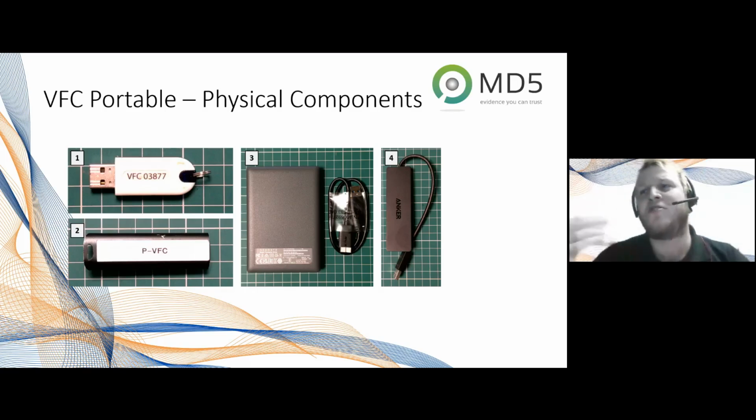We've got number three there, which is just an external HDD. That's there in case you want to create what's called a standalone virtual machine, or if you want to take any evidence that you find using VFC, you can just save that to that HDD. And we've also got a USB hub extender there, because we're going to need to be able to plug these devices into the original device. And then, of course, the other physical component is the original device.